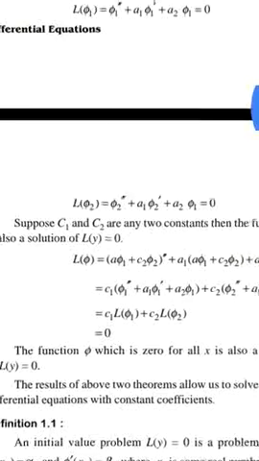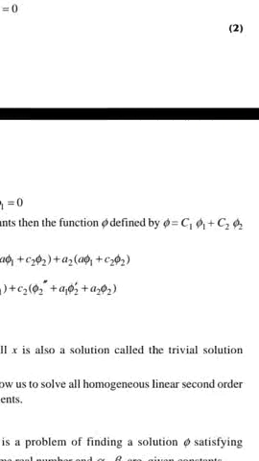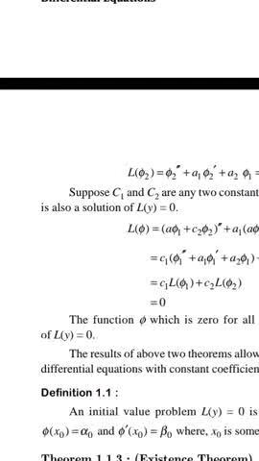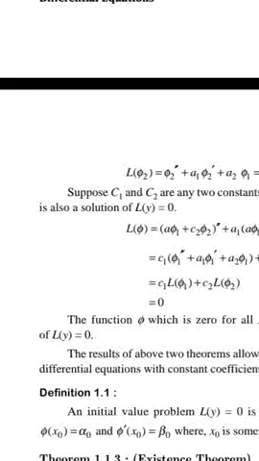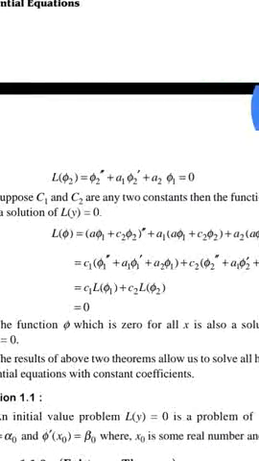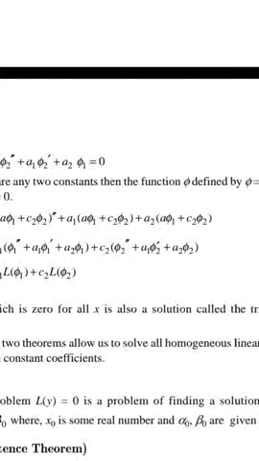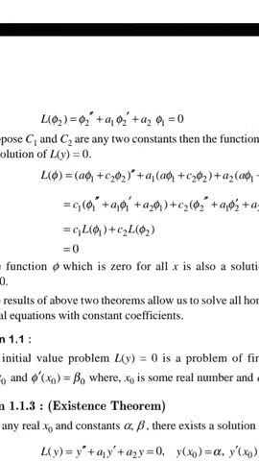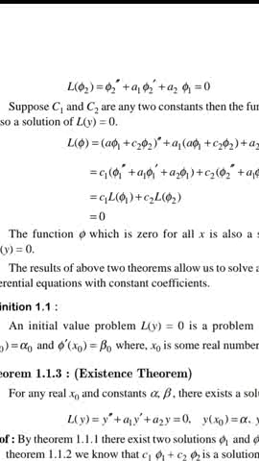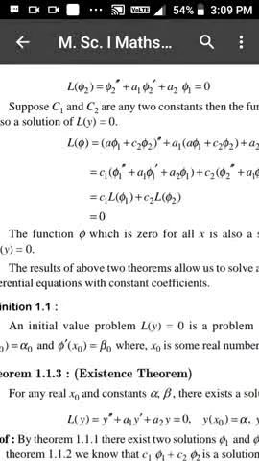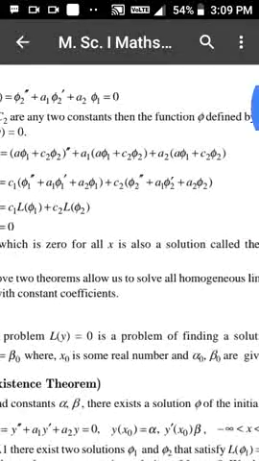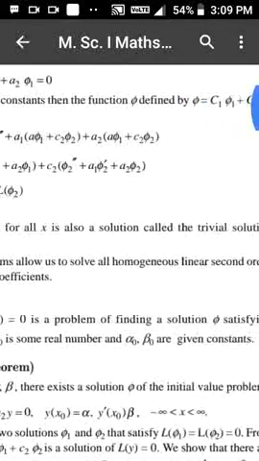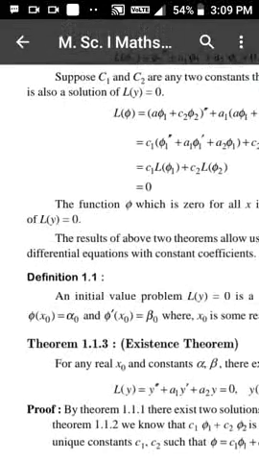Suppose c1 and c2 are any two constants, then the function phi defined by phi is equal to c1 phi1 plus c2 phi2 is also a solution of L of y is equal to 0. L of phi is equal to c1 phi1 plus c2 phi2 double dash plus a1 times c1 phi1 plus c2 phi2 dash plus a2 times c1 phi1 plus c2 phi2, and we get c1 L of phi1 plus c2 L of phi2, and L of phi1 is equal to 0, L of phi2 is equal to 0, so it is equal to 0. The phi which is 0 for all x is also a solution, called the trivial solution of L of y is equal to 0.